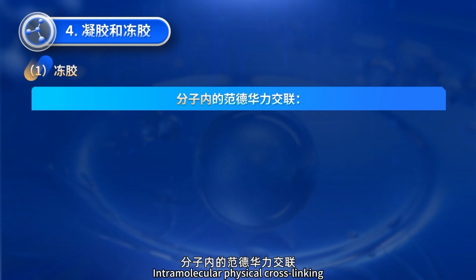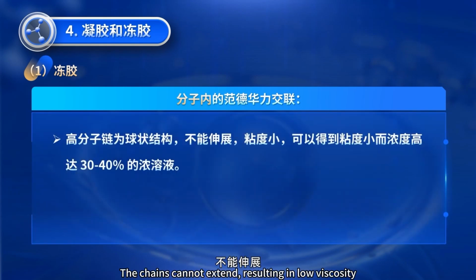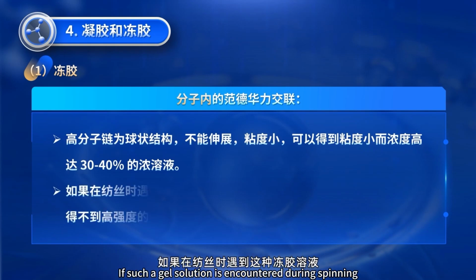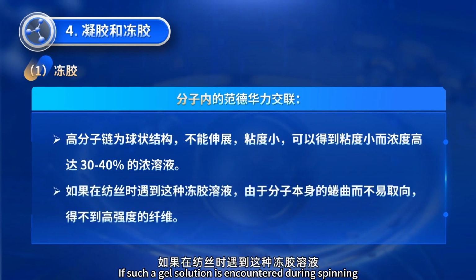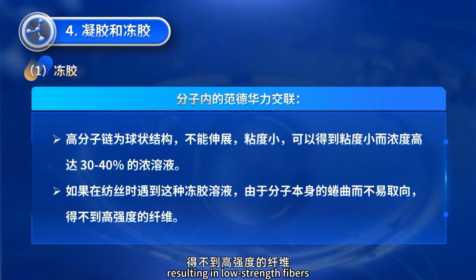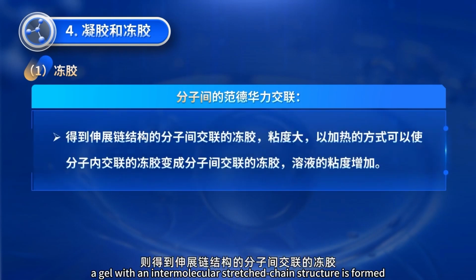Intramolecular physical cross-linking leads to globular polymer chains. The chains cannot extend, resulting in low viscosity. This results in highly concentrated solutions, 30 to 40%, with low viscosity. If such a gel solution is encountered during spinning, due to the molecular coiling, the chains are not easily oriented, resulting in low-strength fibers.